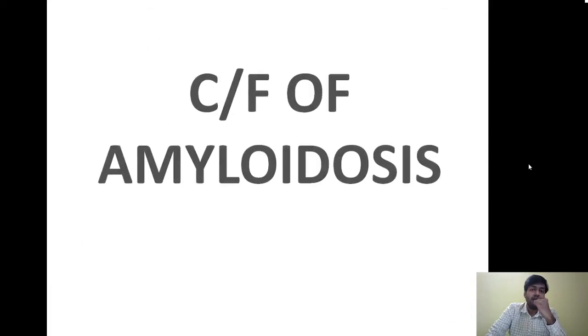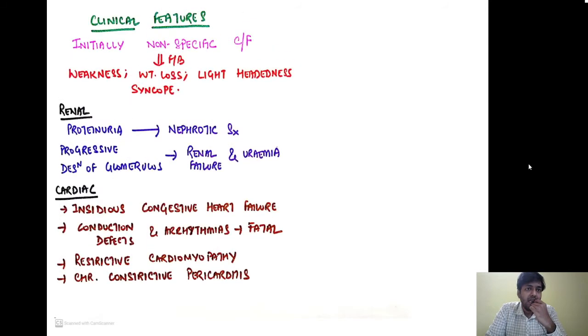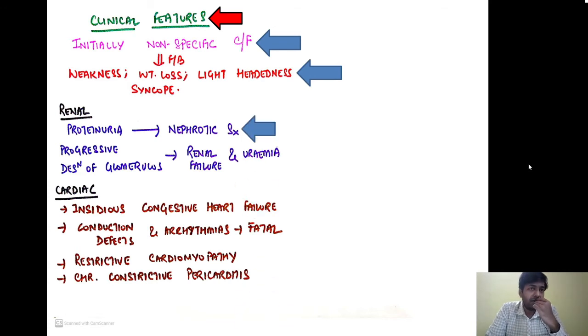So now, how will a patient of amyloidosis present? What are the clinical features? So let us see. Remember, initially the clinical features are non-specific, which is followed by weakness, weight loss, lightheadedness, and syncope. Depending on the organ of involvement, for example, if there is renal amyloidosis, then there will be proteinuria presenting with nephrotic syndrome, and progressive destruction of the glomerulus presenting with renal failure and uremia.